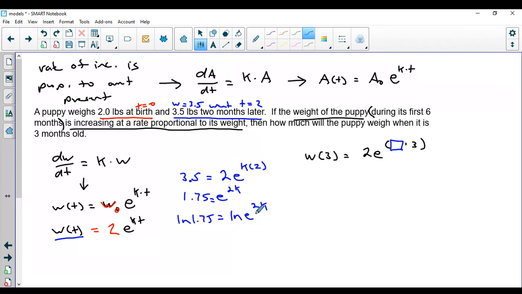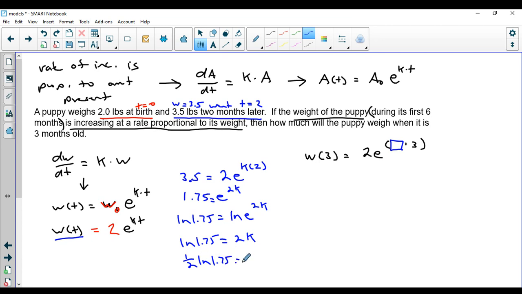Now the ln of e to the 2k is just 2k. You're composing a function and its inverse. A lot of you out there like to put the 2k in front using the property of logarithms: 2k times the ln of e. The ln of e is 1 because e raised to the 1 is e. You could do that too. I'm just going to choose to make it nice and streamlined. Clean it up and then divide by 2 by multiplying both sides by half.